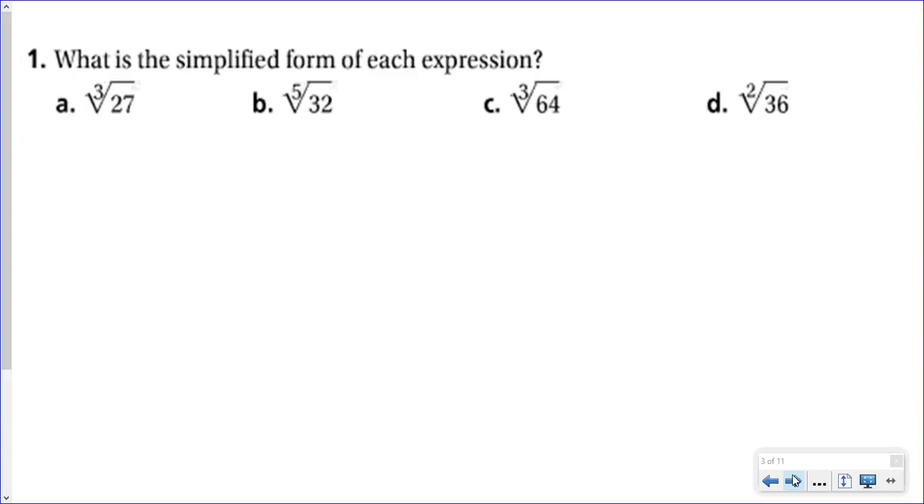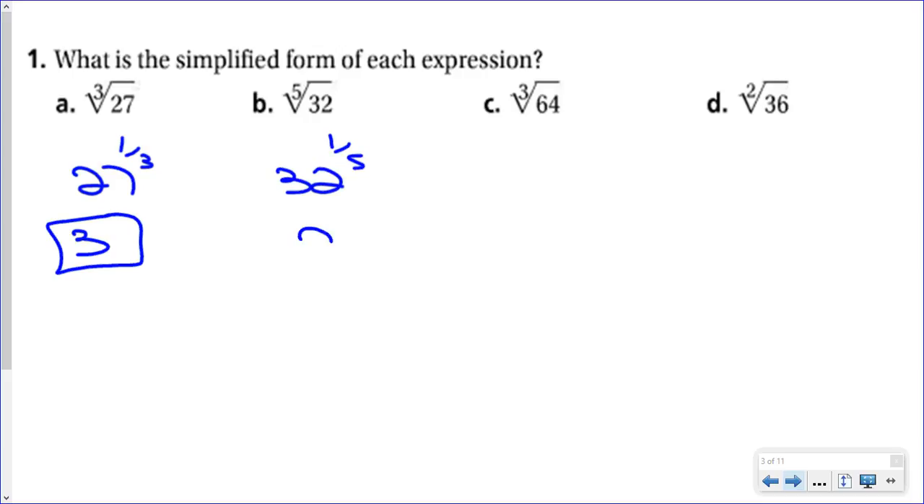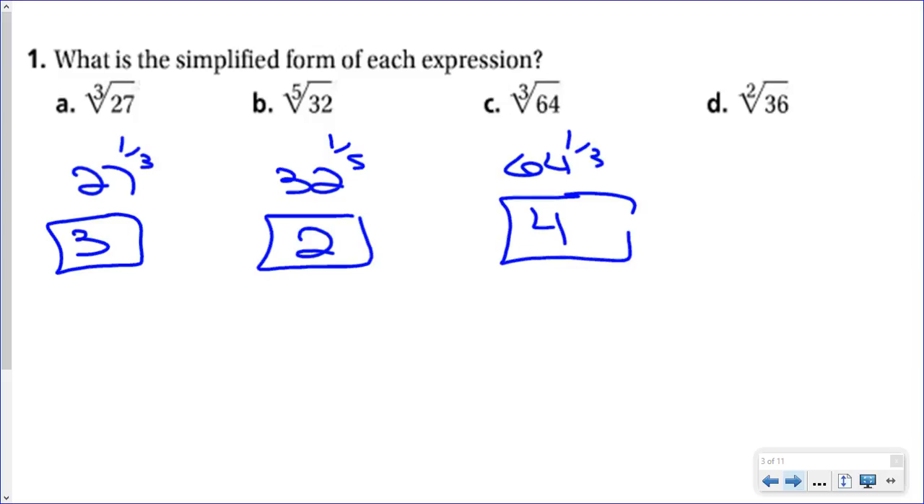All right, a couple more practice problems here. This would be 27 raised to the 1/3 power. That final answer would be 3. 32 raised to the 1/5 power. That answer is 2. 64 raised to the 1/3 power. The answer for that one would be 4. And the last one here, 36 raised to the 1/2 power. That final answer would be 6.